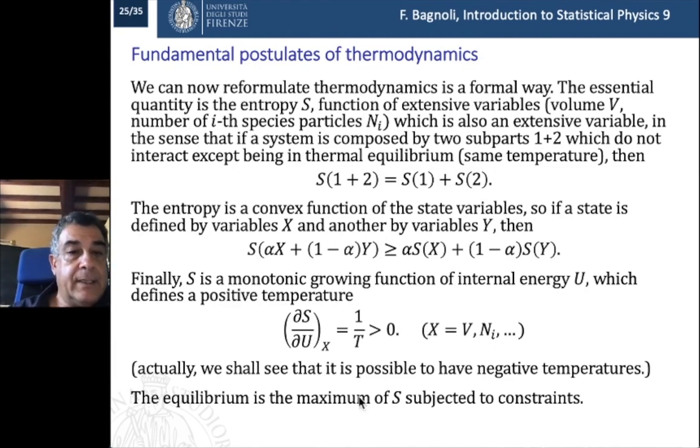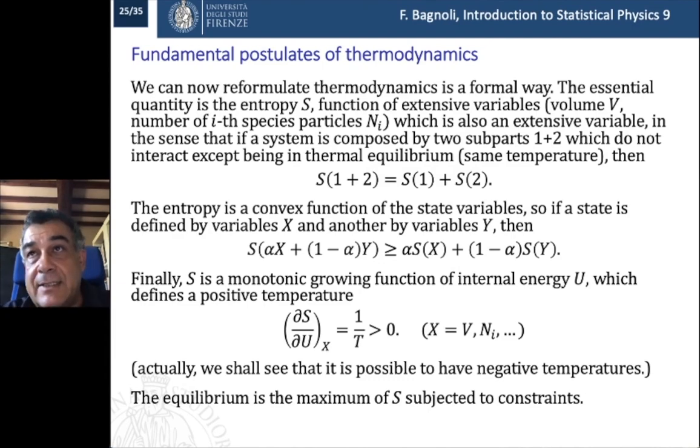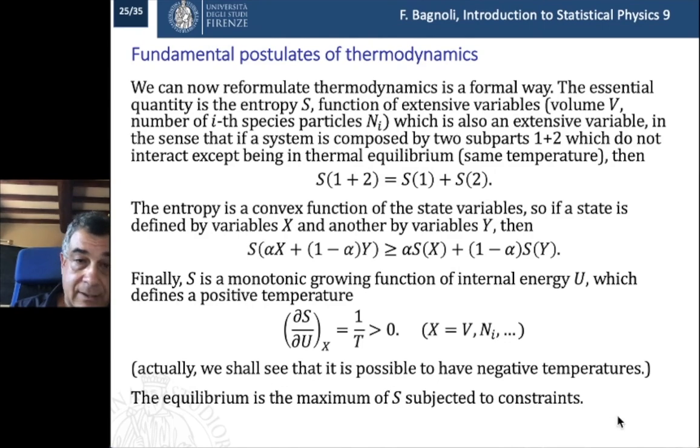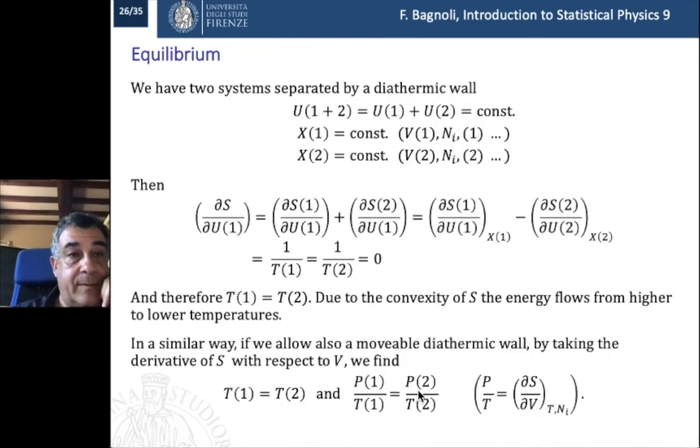Okay. The equilibrium is the maximum of S. We have seen that S always increases for, say, irreversible transformations, so I can assume that I let the system relax, that all irreversible transformations possible occur, and that at the end I have entropy which is at the maximum value, and this is essentially the equivalent of the second law of thermodynamics.